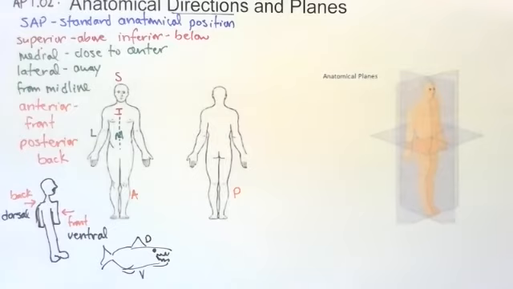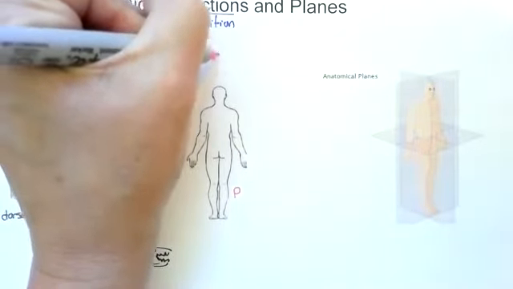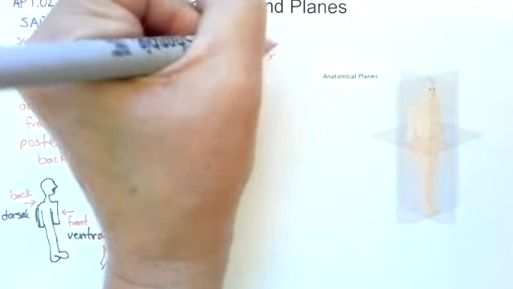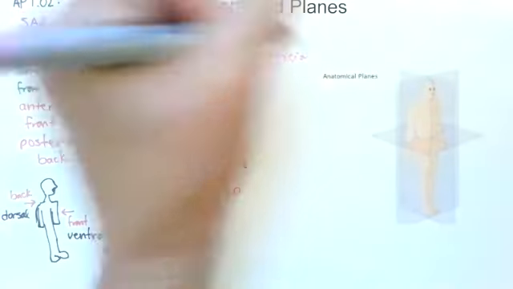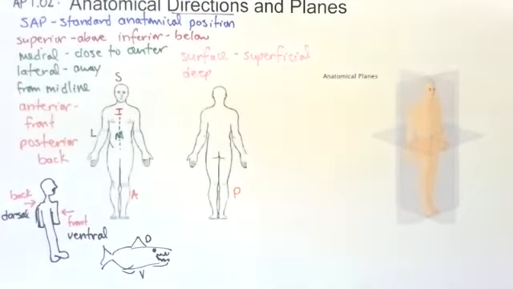All right, what else? What about if we have something on the surface? If I have something on the surface, that is going to be superficial. The other thing I could have is deep. So we just do superficial and deep.